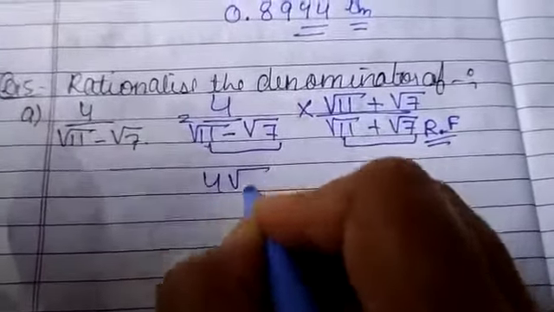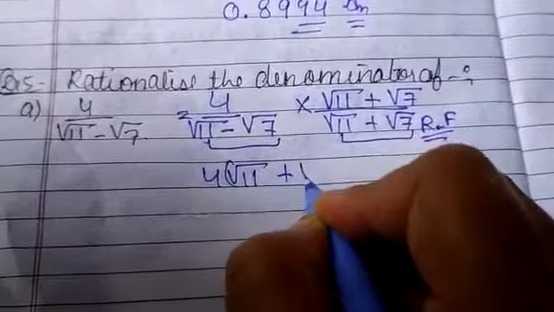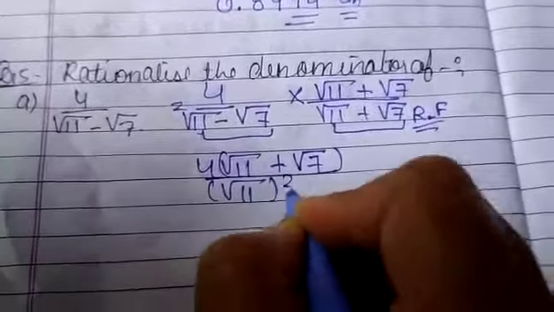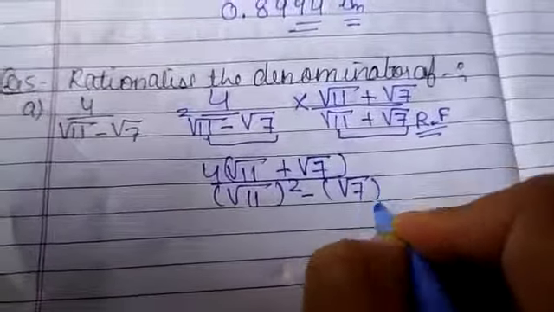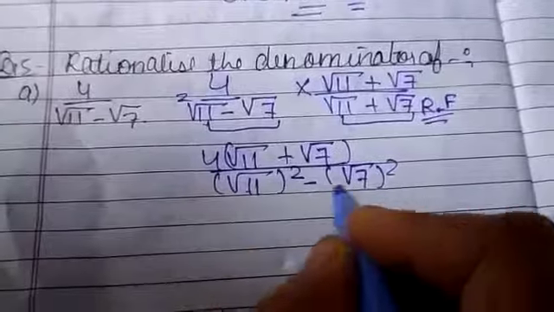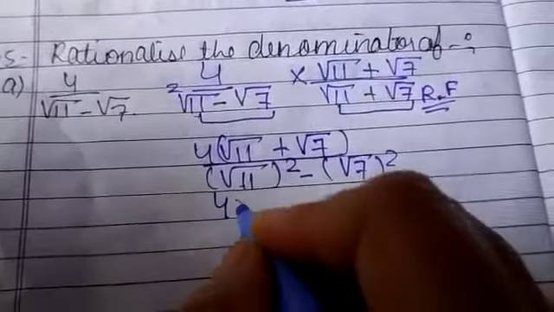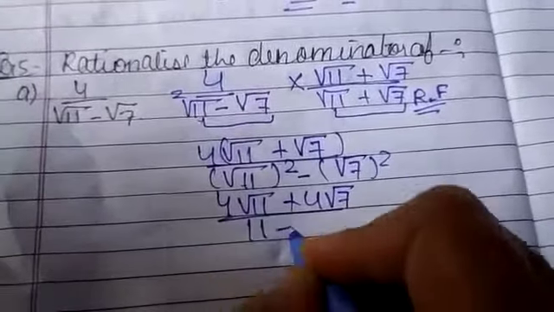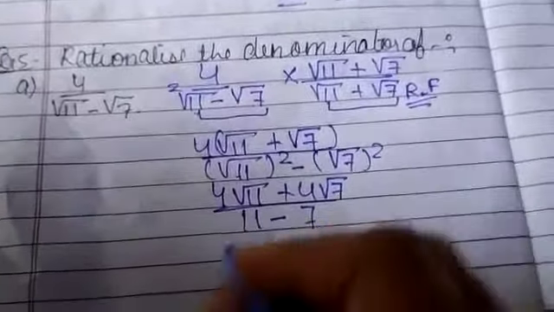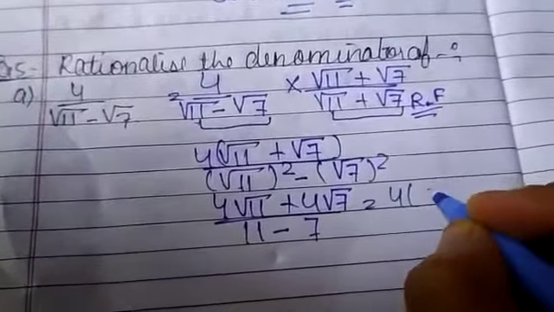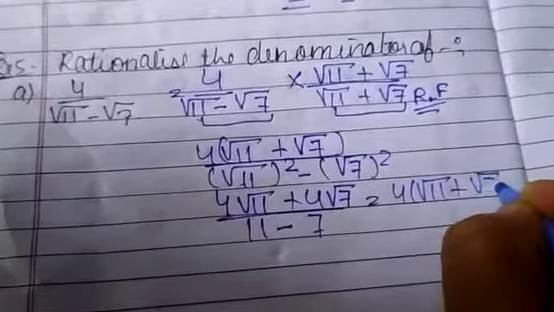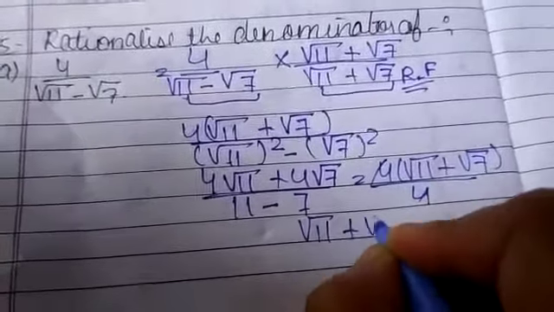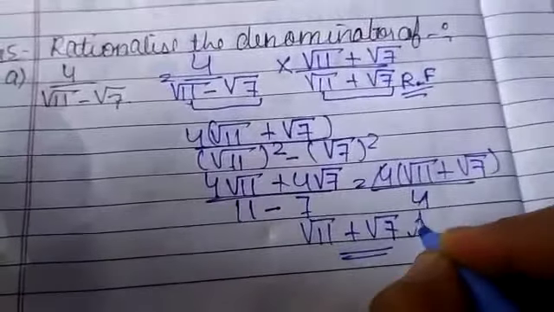So now you will get 4 under root 7 into under root 11 plus under root 7. And here you will get under root 11 squared minus under root 7 squared, a plus b, a minus b, a squared minus b squared. So 4 under root 77 plus 4 times 7 upon 11 minus 7. Take 4 common because it will get cancelled from the denominator, which is 4, and your answer is only under root 77 plus 7.